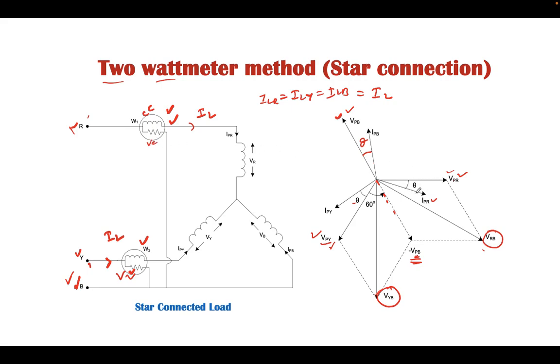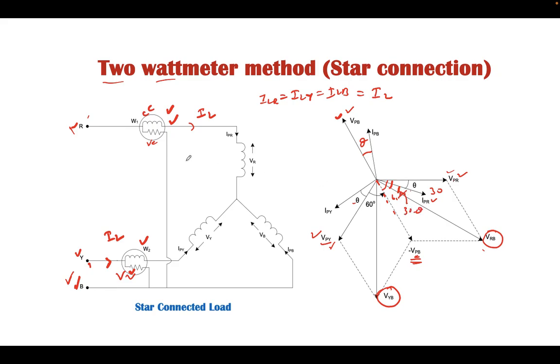Now if the current in R phase is IR, this is the angle between these two, because the total angle is 30 degree. This total angle is 30 degree, this angle is 60 degree. Then this angle is 30 degree, and if we subtract theta, that is 30 minus theta, this angle we can find out, this angle is nothing but 30 minus theta.